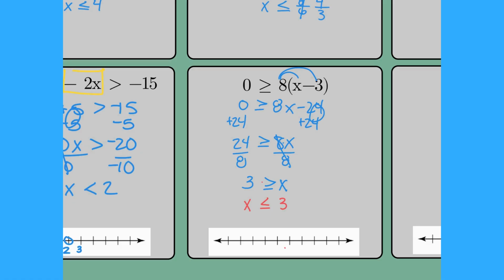So if we were to graph this one quick, make the number line properly. This would have a filled in circle or a closed circle because it has that equal to part. Values that are less than 3 is going to go to the left or the smaller numbers.